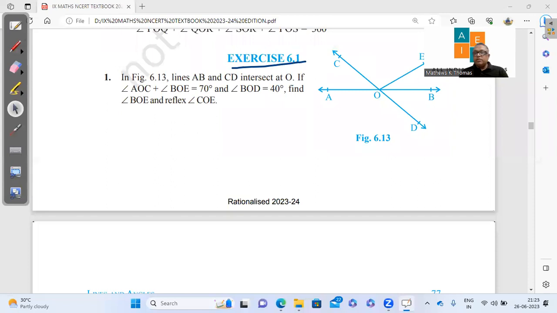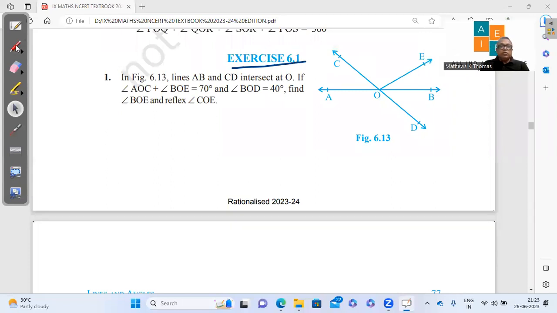Figure is already given to us. And if you notice here, some information is given to us, that is angle AOC plus angle BOE is 70, angle BOD is already given as 40. And the question is find out angle BOE and reflex of angle COE. There are two things we have to find out. The first is find angle BOE and the second is reflex of COE, right?